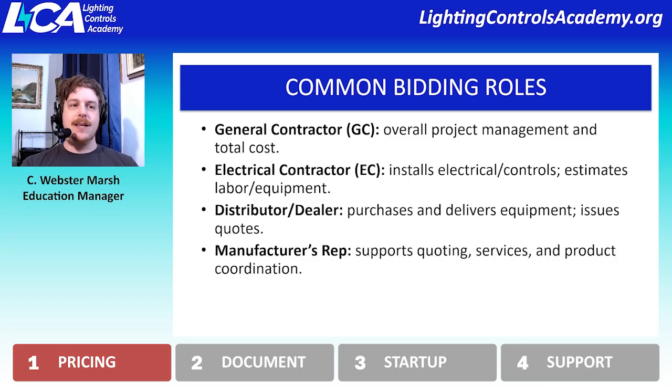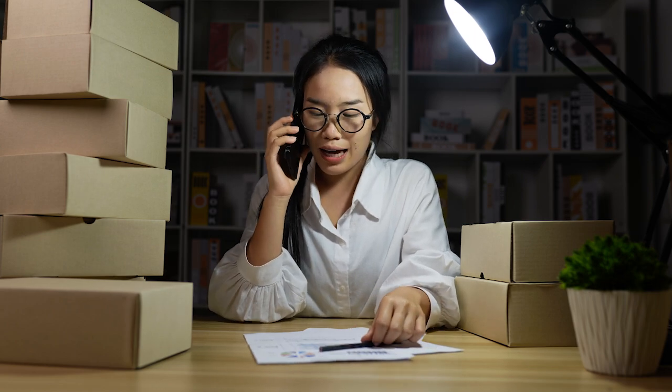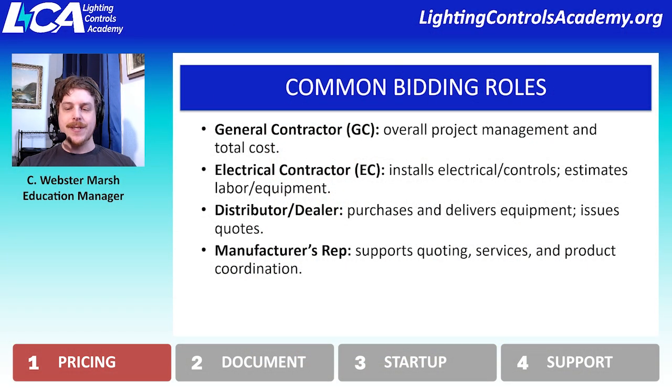The manufacturer's rep, so this is somebody who I've mentioned in the past as well, but they are absolutely part of the bidding process or the pricing process of a project, and they will oftentimes be the direct line of communication between the distributor and the manufacturer itself. So if a distributor does an RFQ or a request for quotation, they will send that RFQ to the manufacturer's rep, and the manufacturer's rep will provide a quote back saying this is how much it's going to cost to buy the equipment that you've asked for.